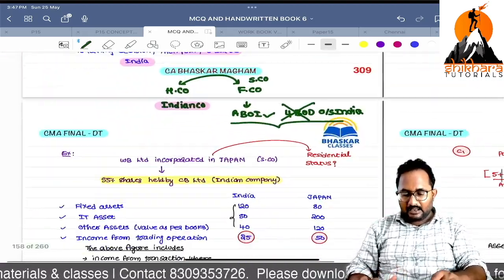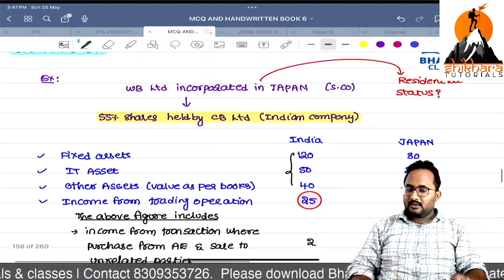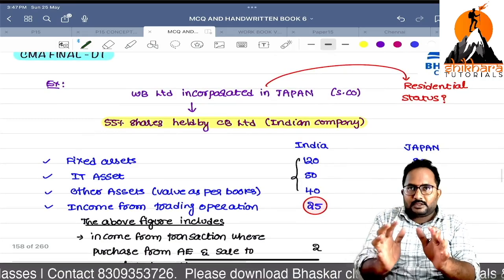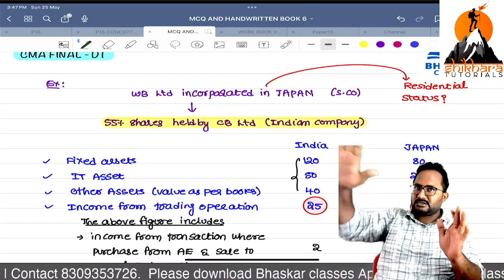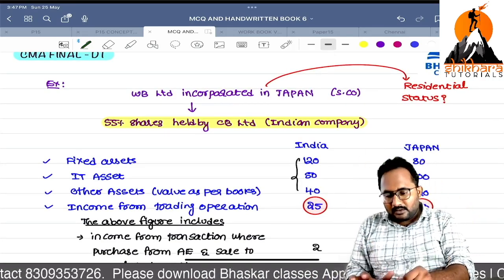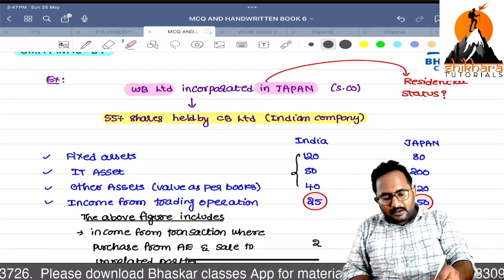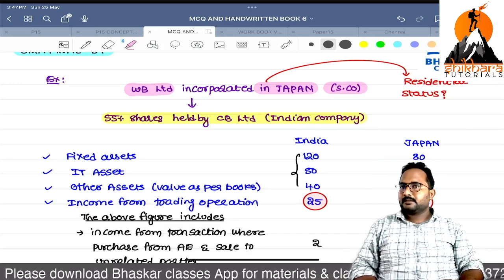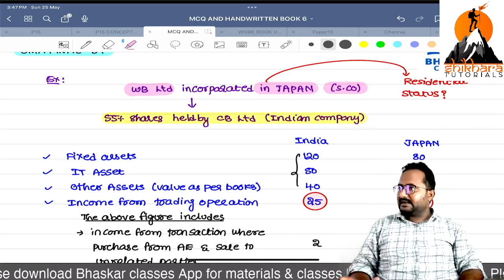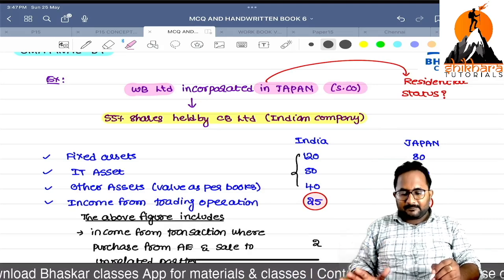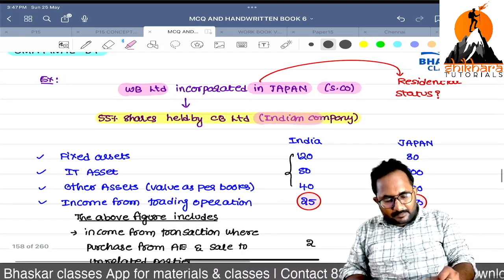Now, directly, I want to start one question. So, listen carefully. Without this question, after this question, you can ask. Sir, Workbook Limited is incorporated in Japan. It is a subsidiary company. What is that company? Workbook Limited. It is a foreign company, but it is a subsidiary company to the Concept Book Limited.